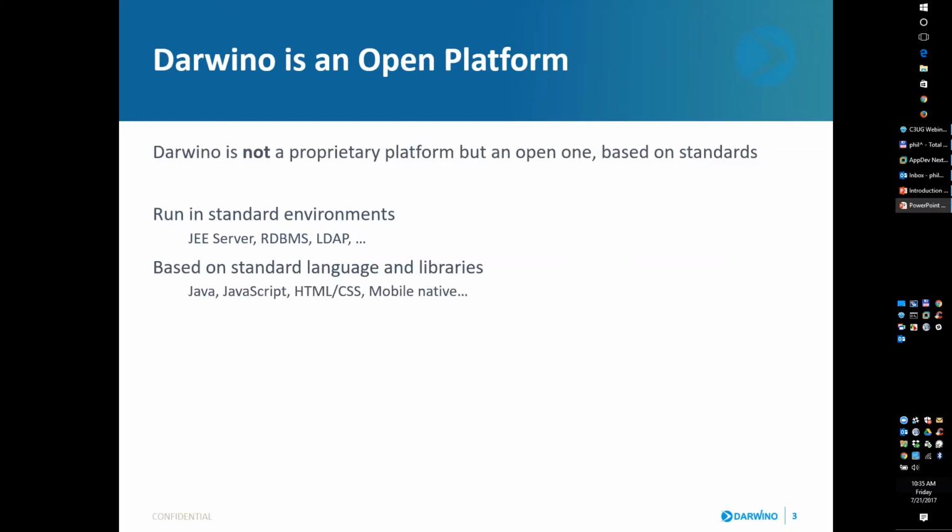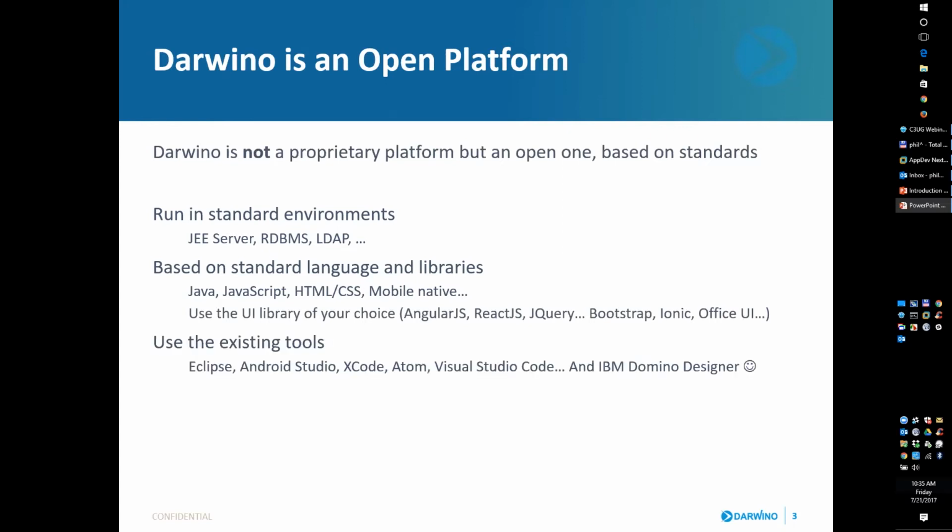It's based on standard languages and libraries. So you'll see that a lot of Darwino is made of Java, but we also support JavaScript, HTML, CSS, mobile native. And from a UI standpoint, we let you use your library of choice like AngularJS, React.js. At least we target all the common, well-known standard JavaScript libraries these days. And from a tooling standpoint, same thing, we are very pervasive. We provide some Eclipse plugins, we can also run in Android Studio or let you use Xcode, Visual Studio Code, whatever you like, including, of course, Domino Designer.